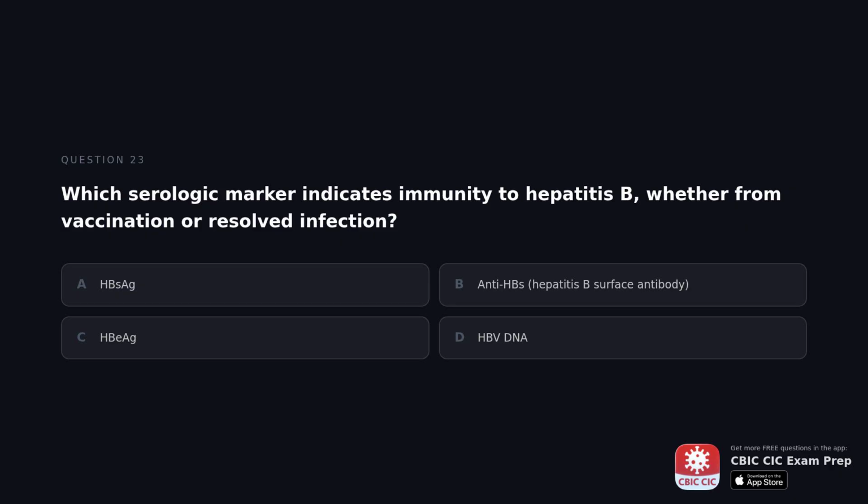Which serologic marker indicates immunity to hepatitis B, whether from vaccination or resolved infection? A. HBsAg. B. Anti-HBs, hepatitis B surface antibody. C. HBcAg. D. HBV DNA.